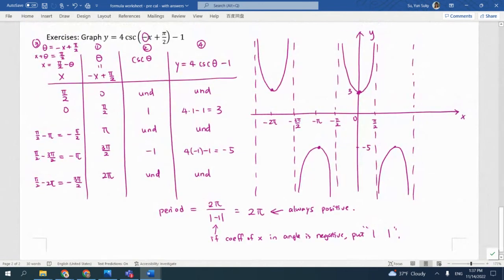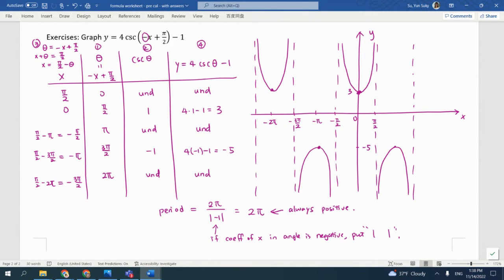Okay, so by the way, let's think about transformations. What does the plus pi over 2 do to it? Our parent function is cosecant x, right? So we shift left or right? Left pi over 2. And then what does the negative sign in front of x do to it? Reflect over the y-axis. Very good. And what does this 4 do to it? Vertical stretch by a factor of 4. What does the -1 do to it? Shift down 1 unit. Okay?